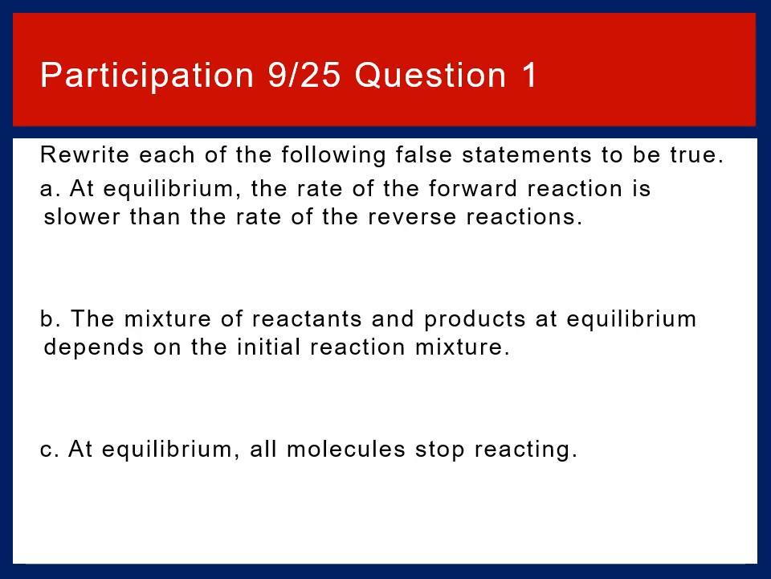Again, rewrite the following false statements to be true. So they're all wrong. Change them to be correct. At equilibrium, the rate of the forward reaction is slower than the rate of the reverse reaction. The mixture of reactants and products at equilibrium depends on the initial reaction mixture, and at equilibrium, all molecules stop reacting.